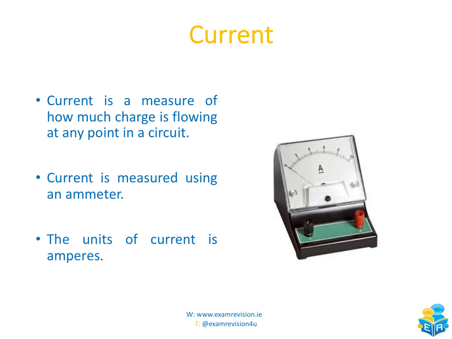For current then, current is a measure of how much charge is flowing at any point within a circuit. A little bit different here for this one, because a current is measured using an ammeter, and we can see that over here because it has a capital A on this device over here. And the units of current is amperes, or we can shorten that to amps.